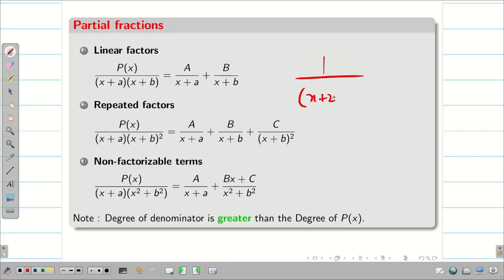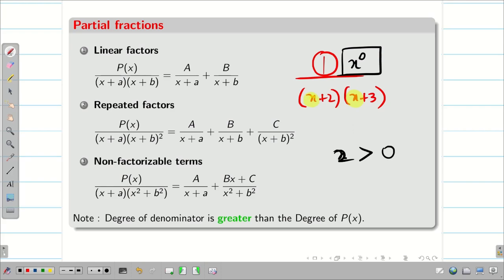So if you take 1 by (x plus 2) into (x plus 3), the degree of the denominator is x into x, which is x square. But in the case of the numerator, we have x power 0 because there is no x. So the degree of the denominator is greater than the degree of the numerator. I can apply partial fraction. If you have x in the numerator, still the degree of the denominator is x into x, square, that is 2. The numerator degree is 1.